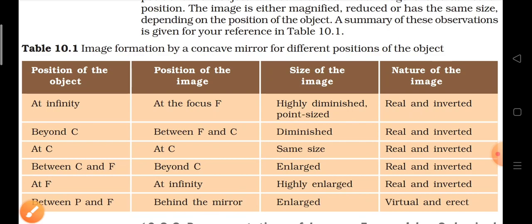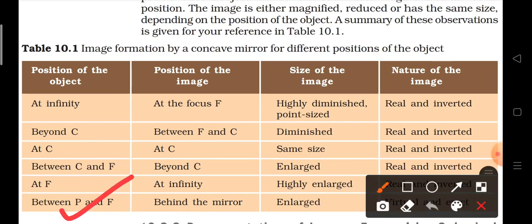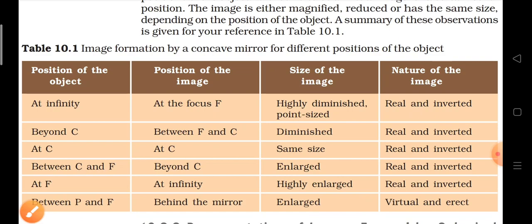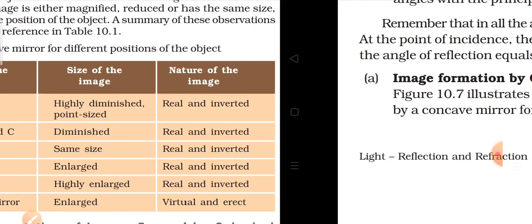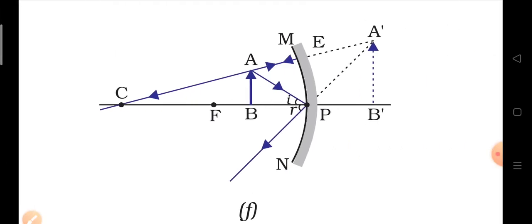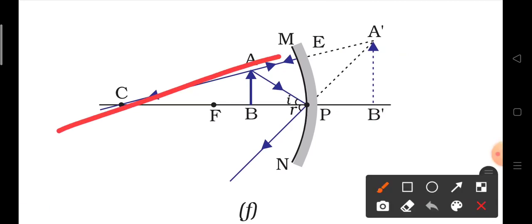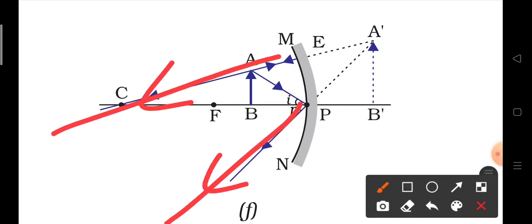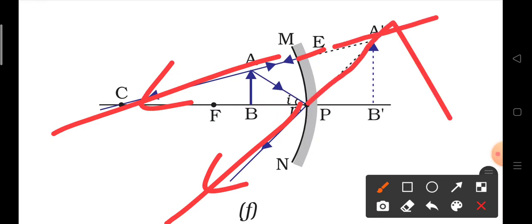The last is when the object is between pole and focus, the image is behind the mirror, and it is enlarged but virtual and erect because the reflected light rays are not actually meeting, they are being produced to meet. We can see over here the reflected light rays are not actually meeting. We produce them backward and they appear to meet. That is why they are virtual and erect. Okay, the image is virtual and erect.